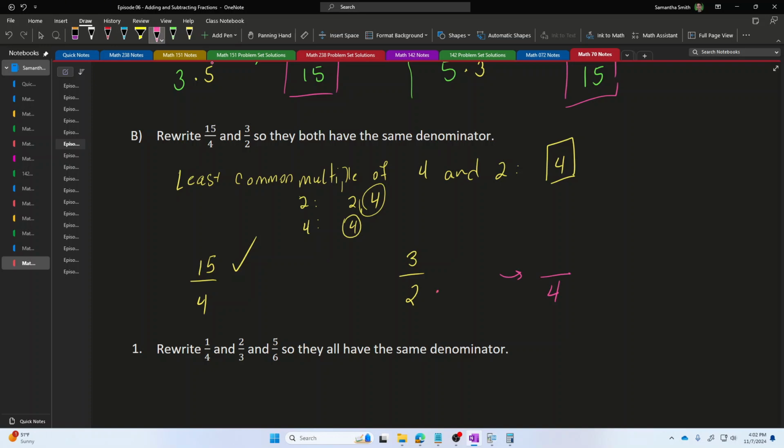So to get 2 up to 4, I can multiply by another copy of 2. That will turn the denominator into 4 and it will turn the numerator into 6. So to rewrite both of these fractions with the same denominator, one of them could just remain the same, 15/4, and the other one can be rewritten as 6/4.